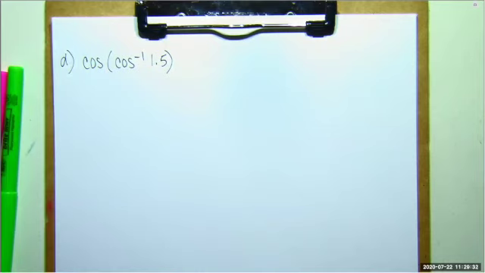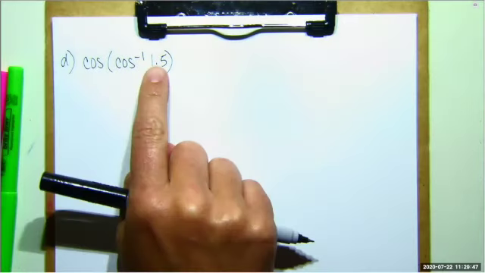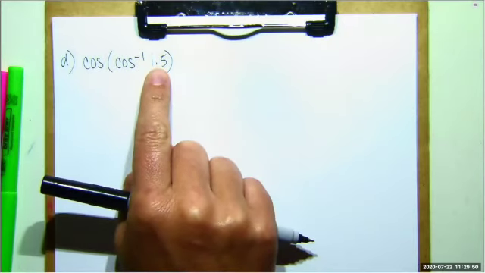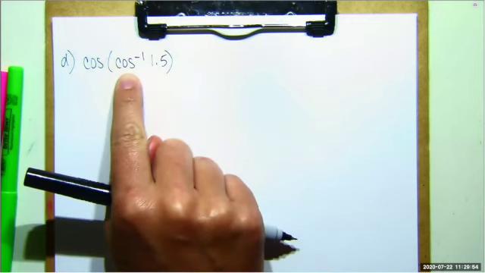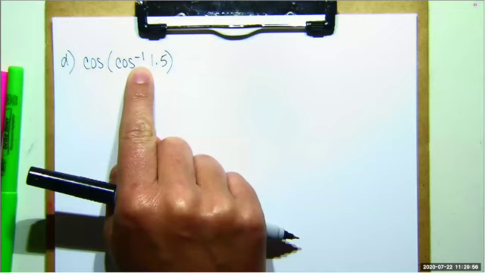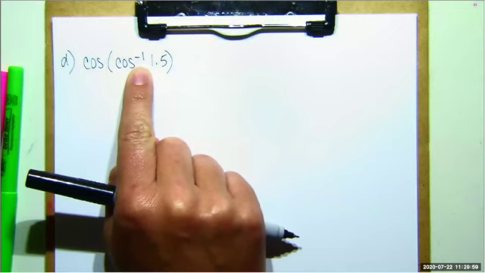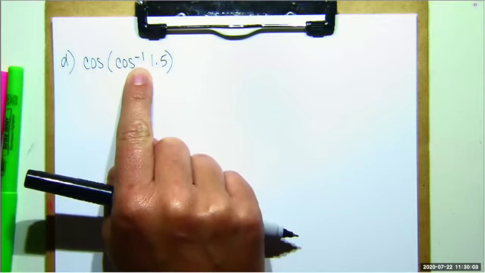Okay, next one, cosine of inverse cosine of 1.5. So anytime you see sine, inverse sine, cosine, inverse cosine, tangent, inverse tangent in a row, you should always start by asking yourself, do they cancel each other out? In order to cancel each other out, this value on the inside has to be in the allowed domain of the inside function. Okay, so inverse cosine, the domain for inverse cosine corresponds to the range of regular cosine.